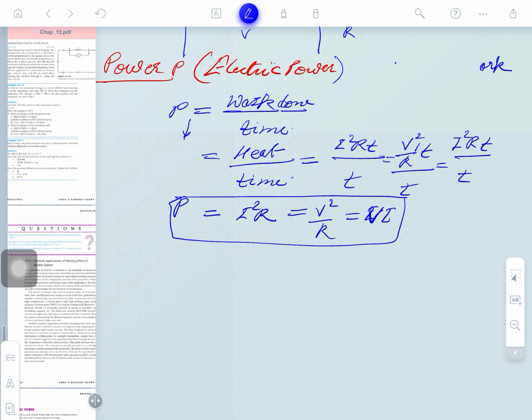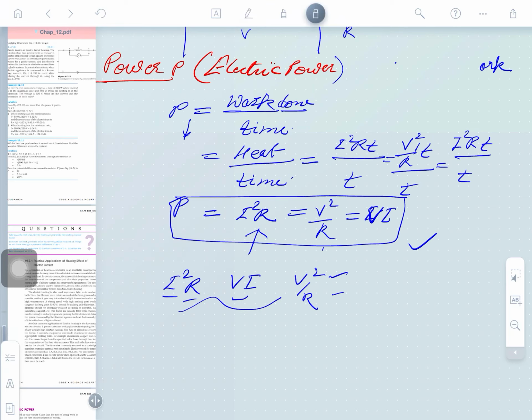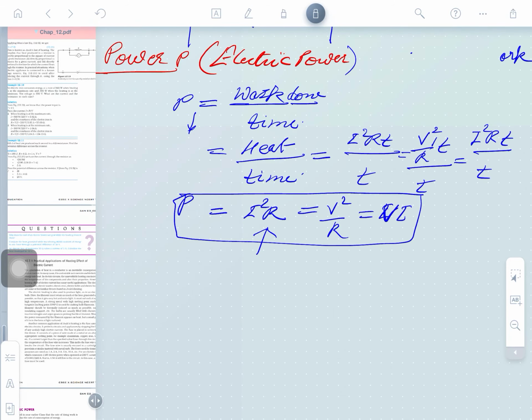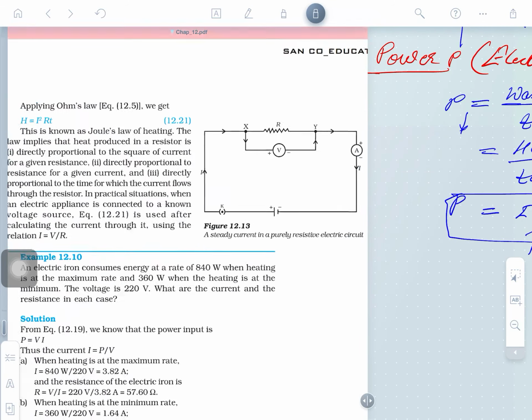Clear? And the work done formula is before you. So, it can be I square R and so on. I square R is to be used when resistance and current are given, VI is to be used when voltage and current are given, and V square by R is to be used when voltage and resistance are given. Is that clear or not? So, you understood how we can use them. Well understood. Now, see the next.